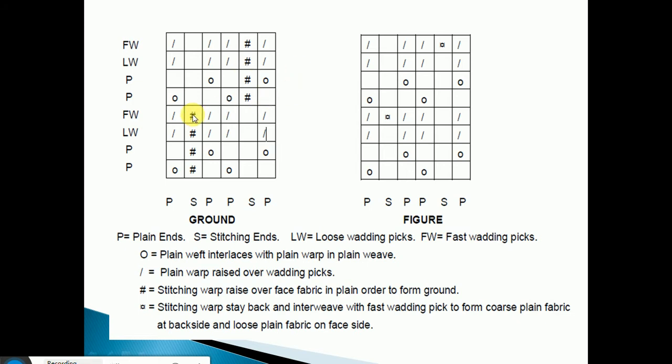If you are observing the fast wadded structure for the fast wadded picks, what will happen? The stitching end for the fourth pick, that is working in a plain order, up, down, figure portion. So you can see up, down. Okay, so where is the difference between this ground and figure? The difference is only at the place where the stitching end's behavior. Okay, in ground end, the stitching end is interlaced with the plain face fabric, and in figurative area, the stitching end only interlaced with the fast wadded pick. Okay, this is the main difference.